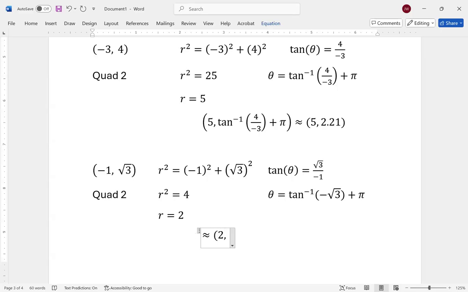And then I get about 2.09 as my angle theta. By the way, if you don't recognize this, this is actually negative pi over 3. So that's negative pi over 3 if you were looking to be really exact.